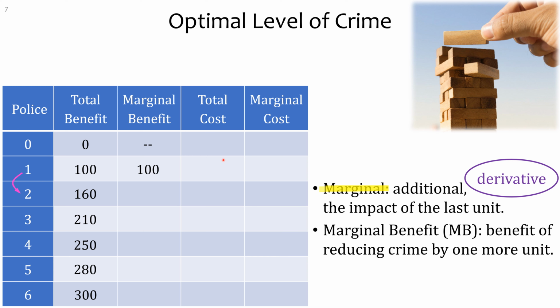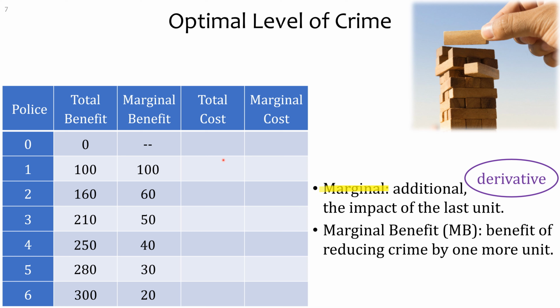The marginal benefit of the second police officer is when we move from 1 to 2, and that's from 100 to 160. So the difference is 60. And so on. You can find the rest of the values of the marginal benefits by going step by step. It's always about one step at a time and finding the distance between the two.